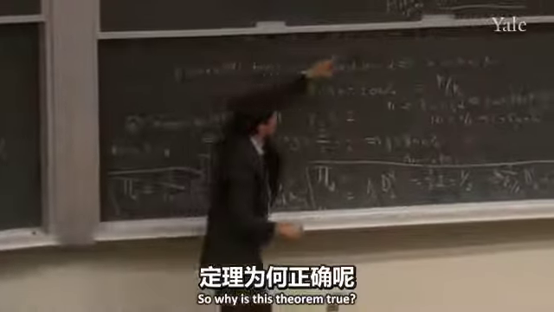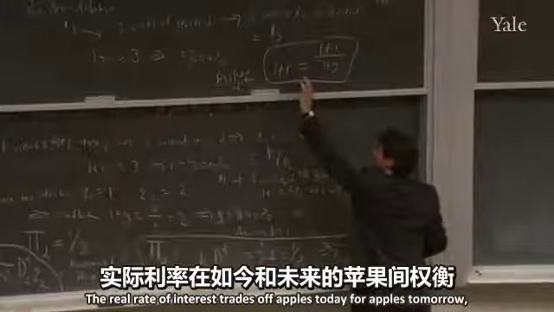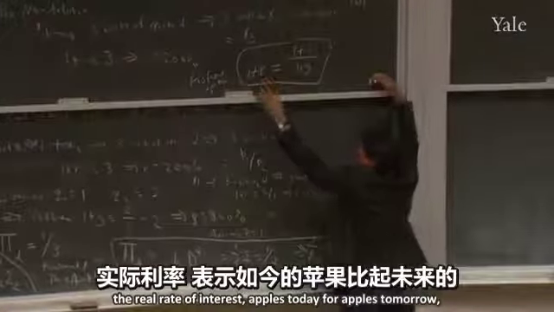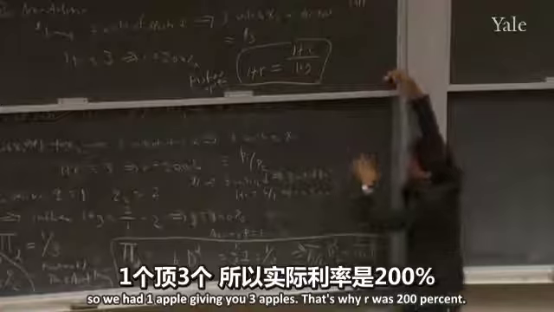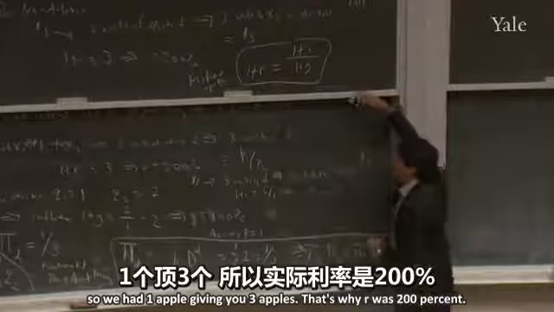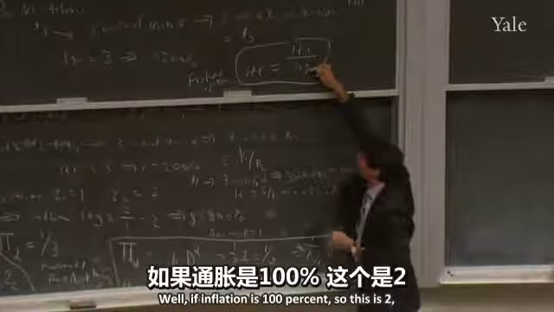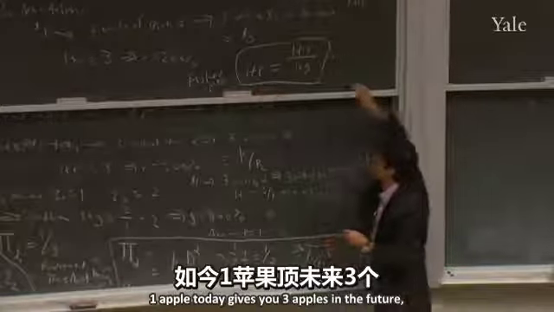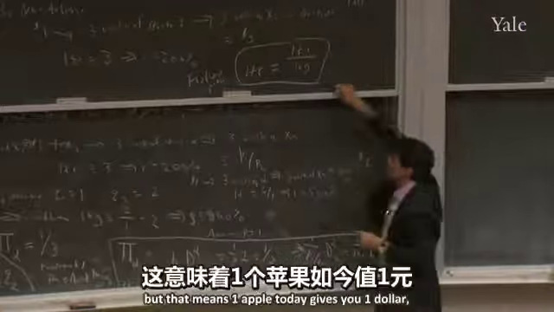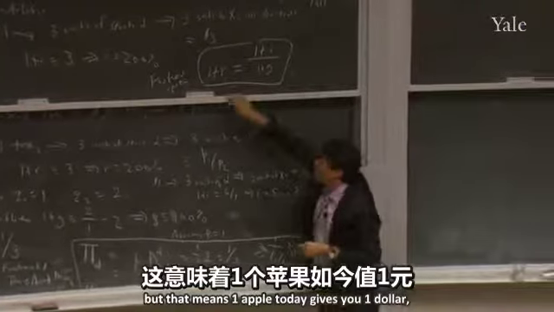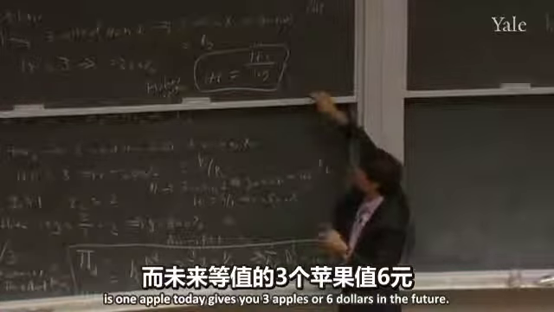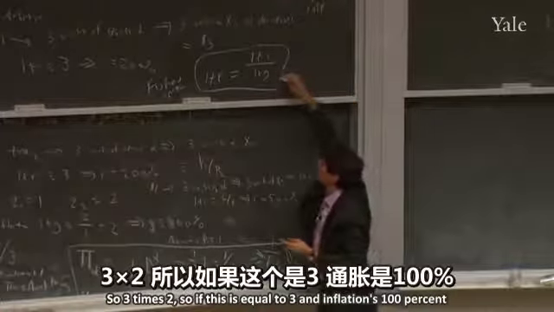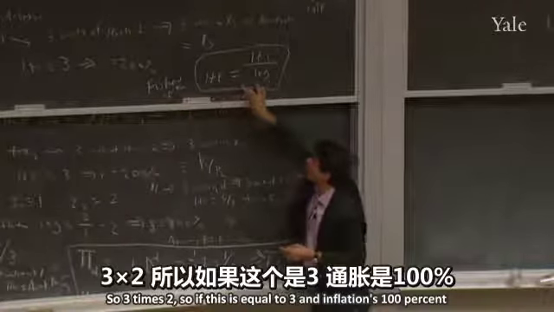Okay, so why is this theorem true? The real rate of interest trades off apples today for apples tomorrow. So we had 1 apple giving you 3 apples. That's why R was 200%. Well, if inflation is 100%, so this is 2, 1 apple today gives you 3 apples in the future, but that means 1 apple today gives you 3 apples, or $6 in the future. So that's why. So you have to take 3 times 2.